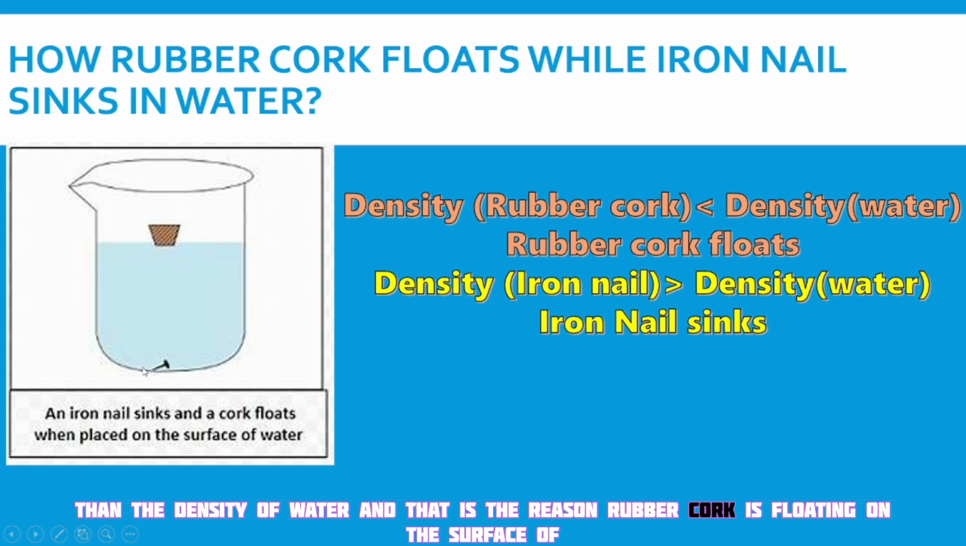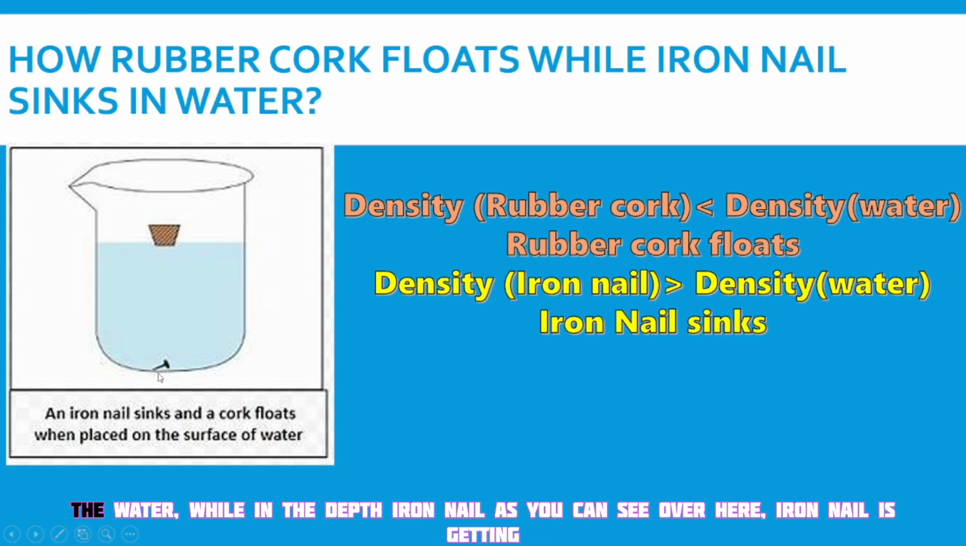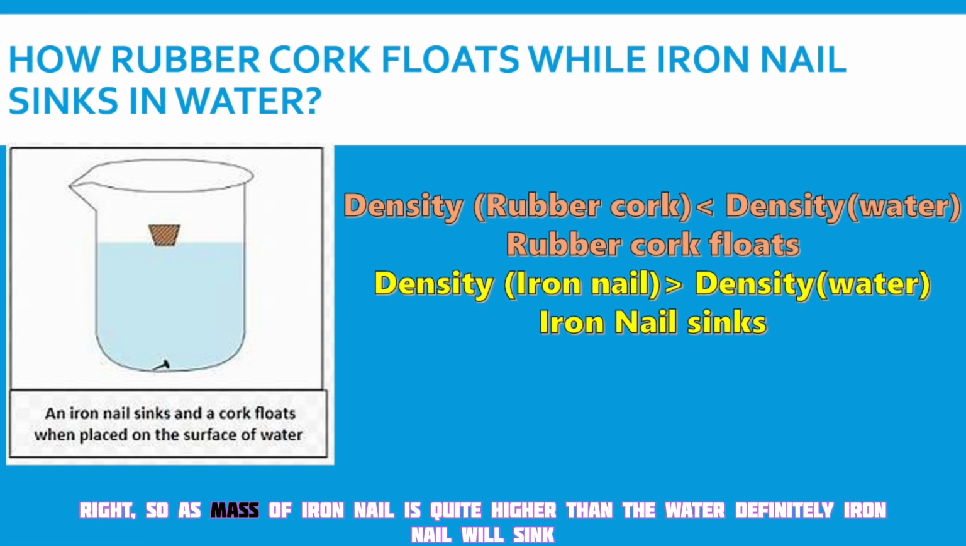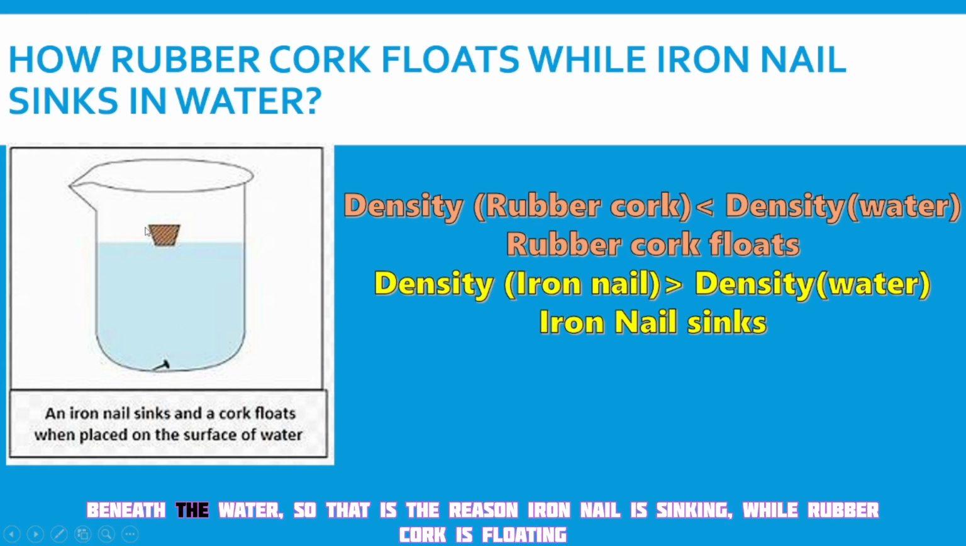While in the depth, as you can see over here, the iron nail is sinking. The reason is that the iron nail's density is more. The mass of the iron nail is also more, right? So as the density of the iron nail is quite higher than the water, definitely the iron nail will sink beneath the water. So that's the reason the iron nail is sinking while the rubber cork is floating on the surface.